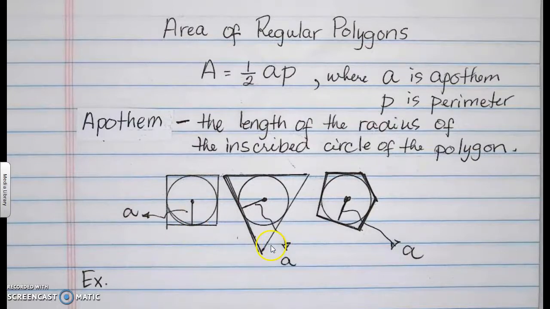Let's look at this equilateral triangle. An equilateral triangle is also a regular polygon because it has equal angles and equal sides. This right here is the apothem. Once again, it's the perpendicular segment from the center of your polygon to the midpoint of the side. I have here a pentagon, and this right here is the example of my apothem.